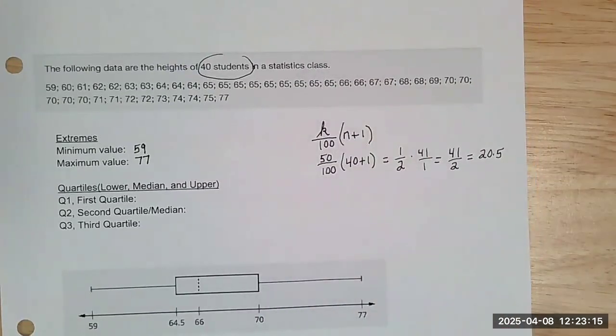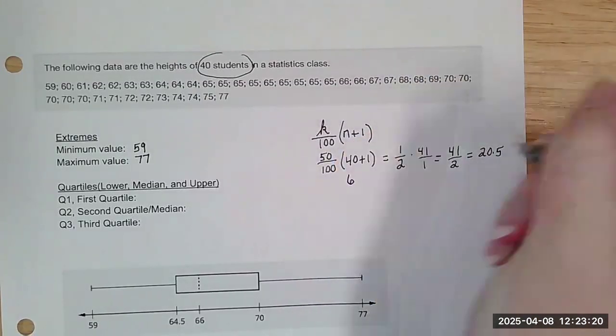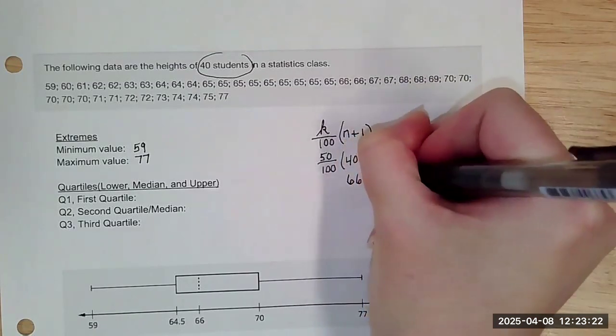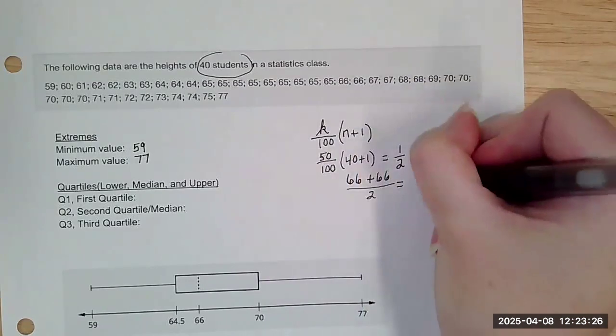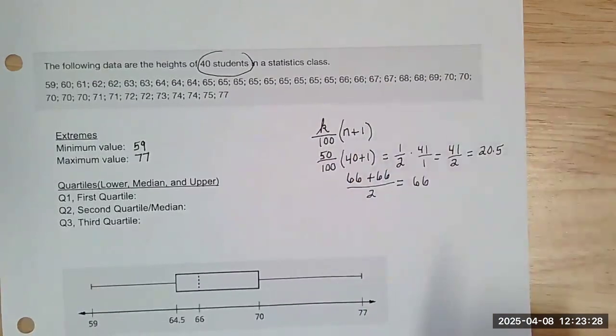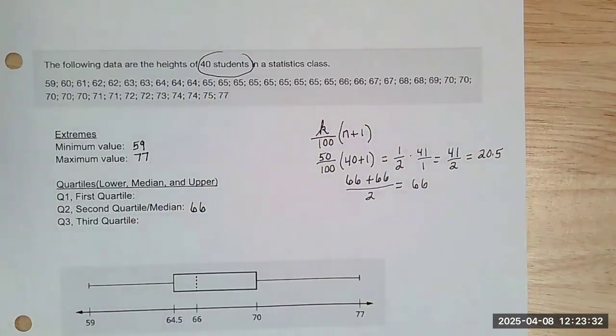Okay, so when we do this, our positions were 20 and 21. I got 66 and I got 66. I'm adding them up and dividing by 2, but 66 is going to pop out. So my median is going to be 66.